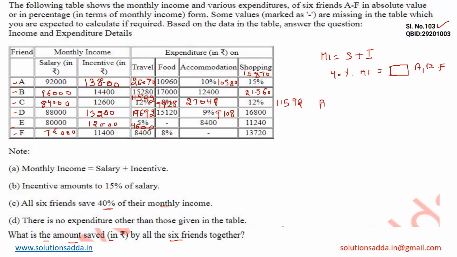So here we need to calculate the monthly income of A by adding the salary plus incentive, that is the monthly income of A. Then find out the 40% of monthly income. That amount should be written here. Similarly, we have to do this with friend B. Salary plus incentive will become the monthly income of B, and then calculate the 40% of the monthly income of B, and that amount will be the saving amount.